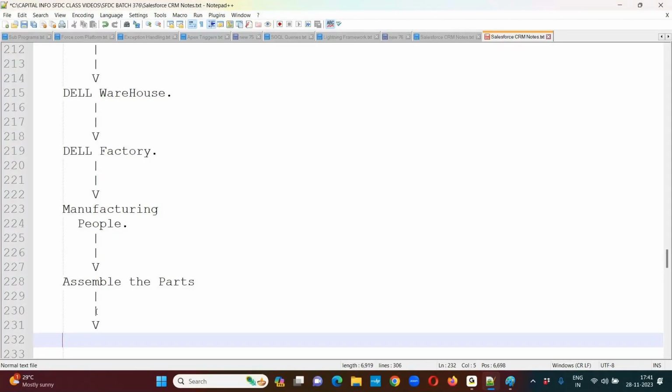This is the actual process going on as part of the Dell organization. So we are getting so many new models of products from Dell, but Dell people are not manufacturing even a single part of the product. Whatever parts are required, they collect from various third party vendors and assemble all the parts together. They make it a product and release the product into the market.